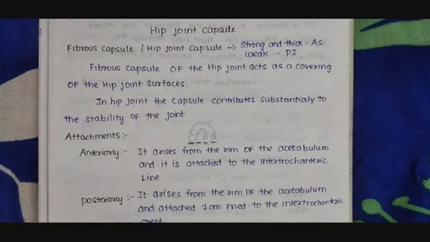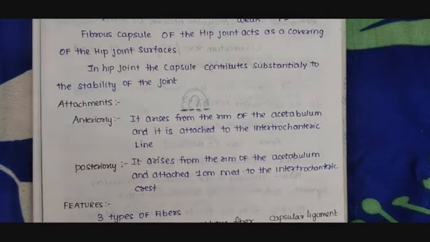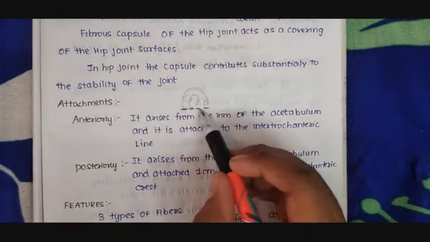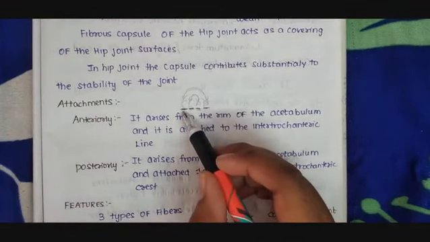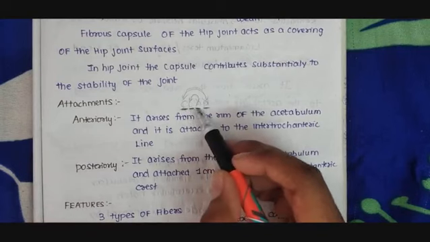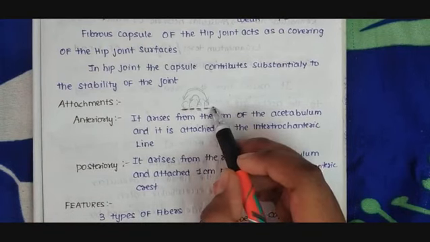Anteriorly, it arises from the rim of the acetabulum and is attached to the intertrochanteric line. Posteriorly, it arises from the rim of the acetabulum and is attached 1 cm medial to the intertrochanteric crest. I hope you know the mnemonic CLAP. In that, C stands for intertrochanteric crest, L stands for intertrochanteric line, A is anterior, P is posterior.